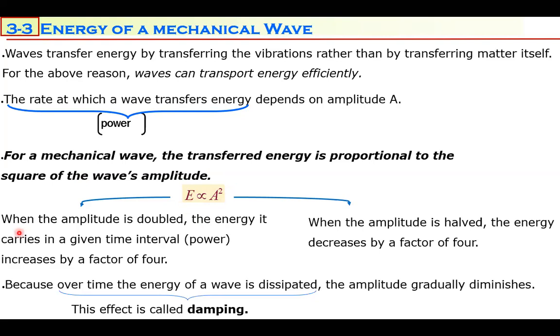So then, when an amplitude is doubled, energy it carries in a given time interval increases by 4 because it is squared. When amplitude is halved, the energy decreases by a factor of 4. So as you see, that is squared.